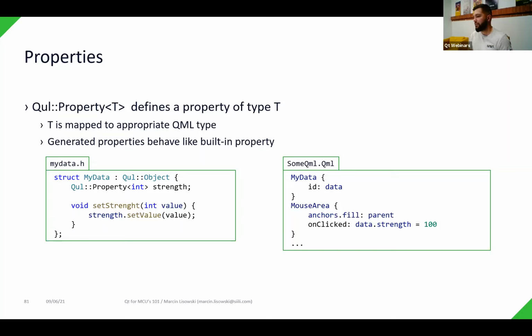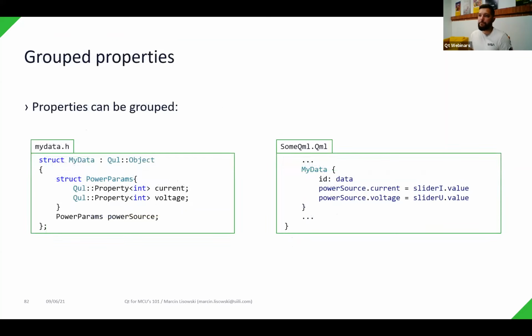And on the right side, you have an example that on clicked event is just switching the value of strength to 100. The set strength function is not needed there, to be honest. It's just to show you that you can also expose some function instead of just exposing the property.